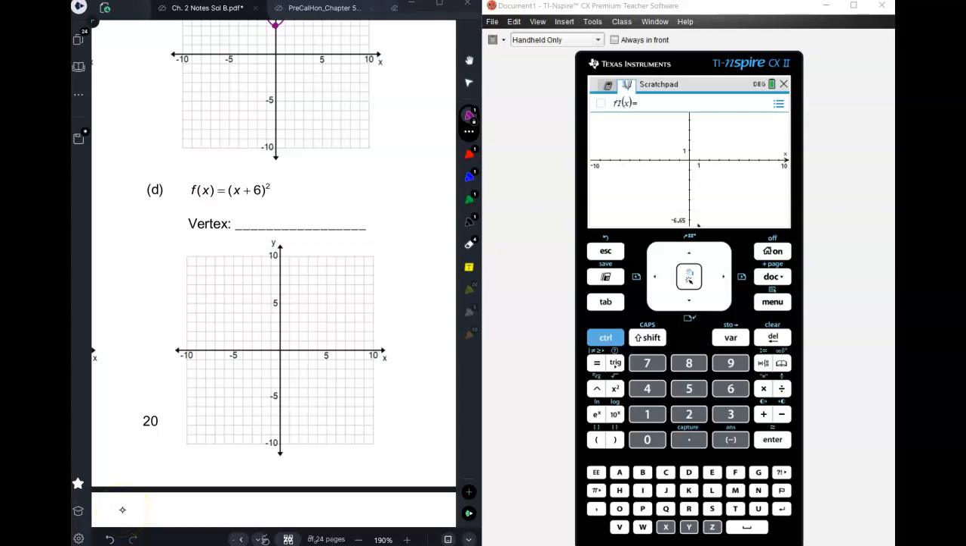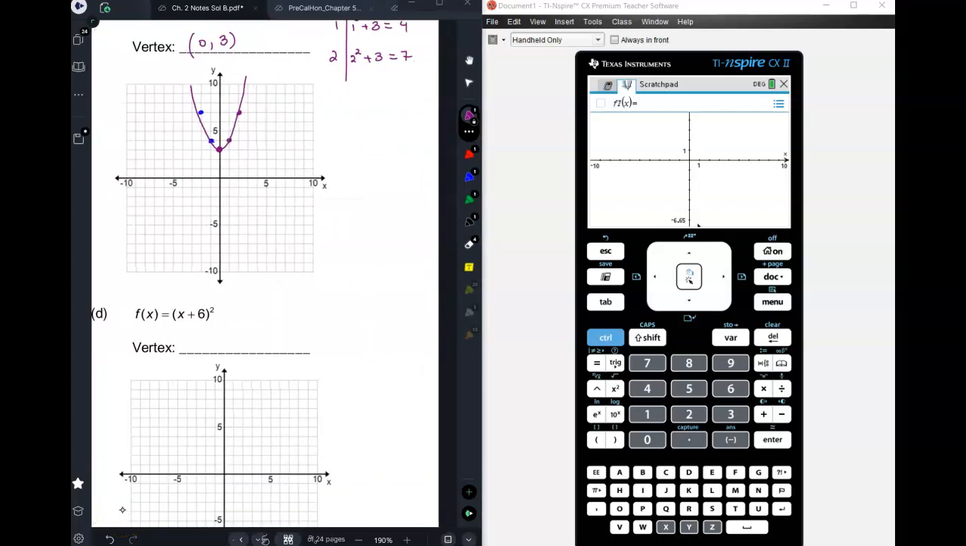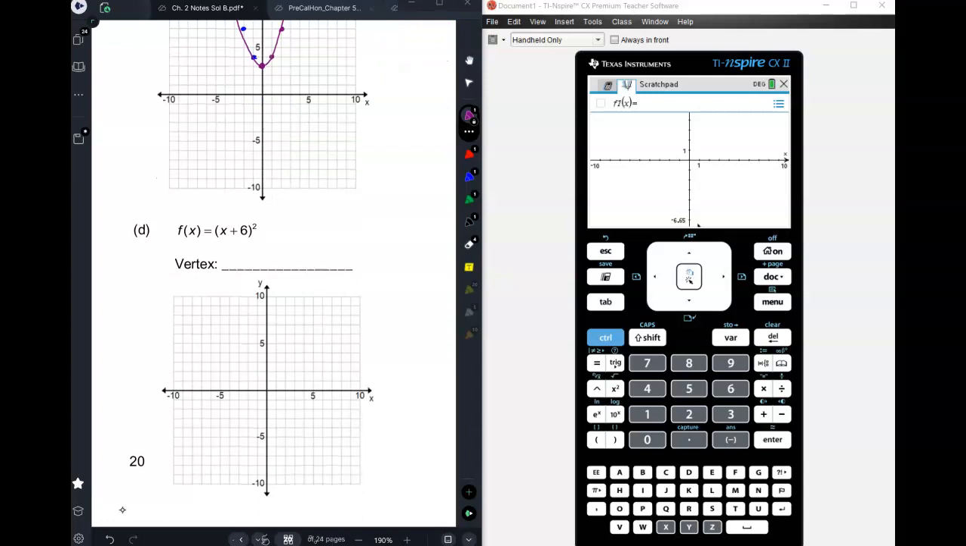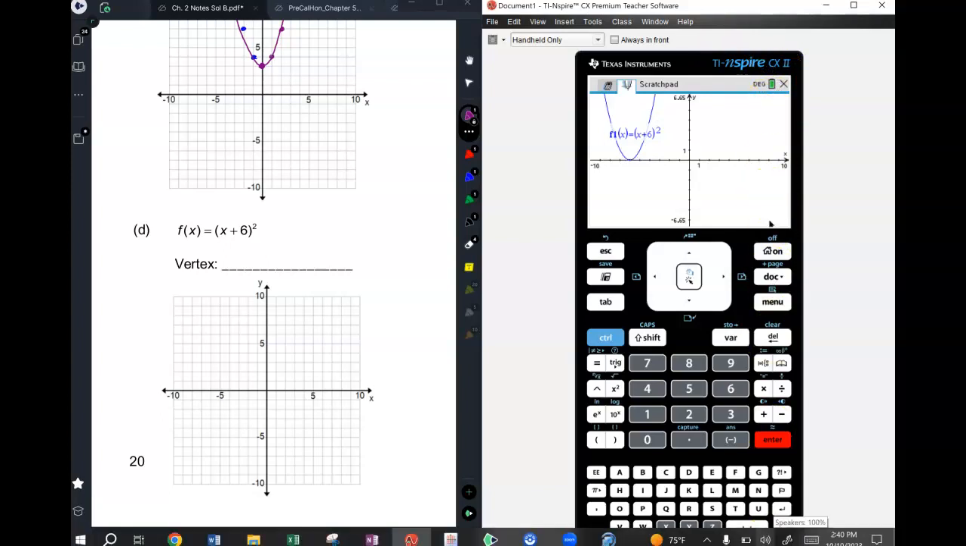Get your graph up. So here we're going to be graphing D, right? So in here, in parentheses, we're going to put, I forgot my parentheses. So x plus 6, close the parentheses, and the square button is to the left of the 4, and press enter. That's what you should get. Does it make sense for the parabola to be over here, 6 units to the left? It does make sense.